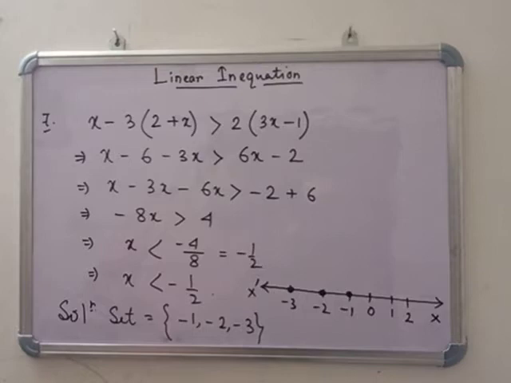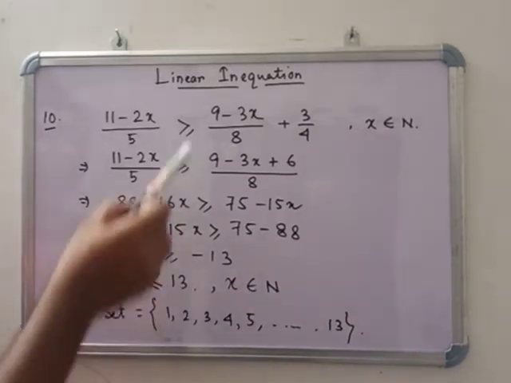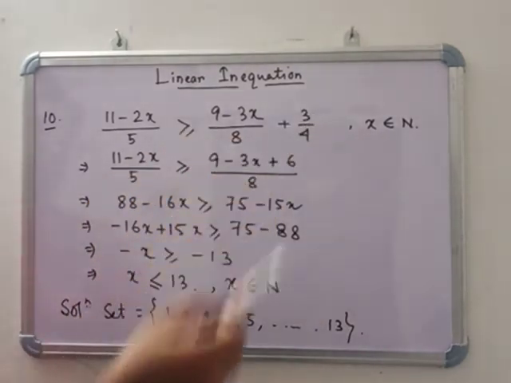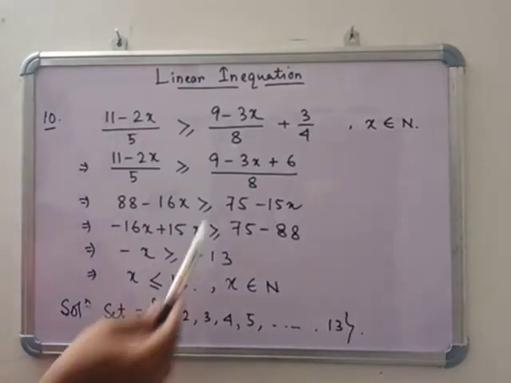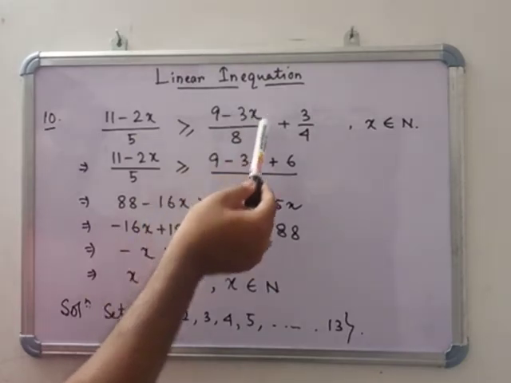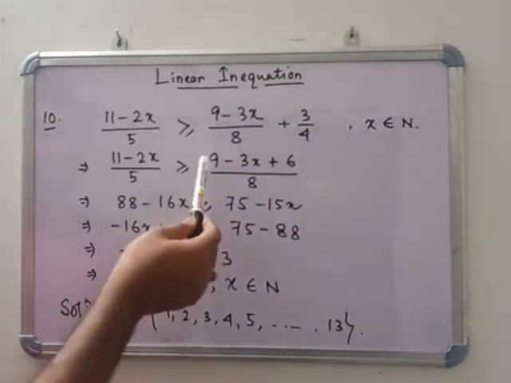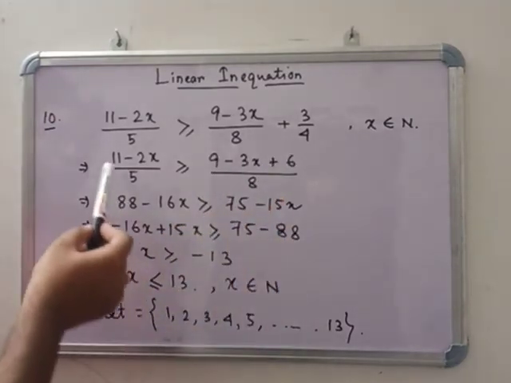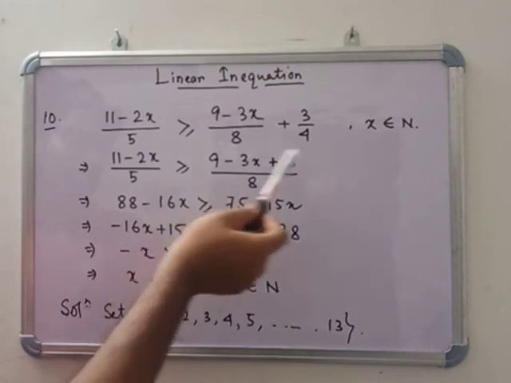Next one. In number 10, see that 11 minus 2x by 5 greater than or equal to 9 minus 3x by 8 plus 3 by 4, where x belongs to natural numbers. Just simply calculating here, the LCM is 8, so 9 minus 3x and plus 6. Now this is 9 plus 6, 15. So 11 minus 2x by 5 greater than or equal to 15 minus 3x by 8.